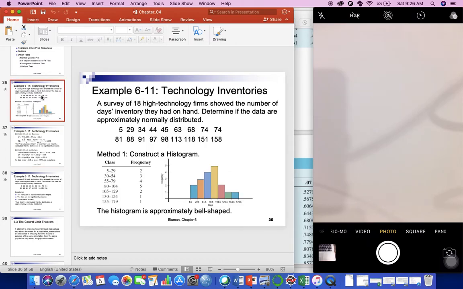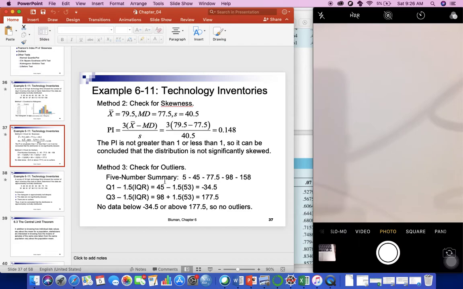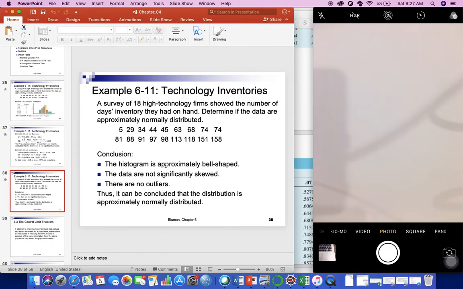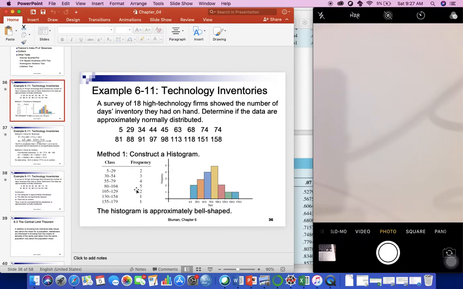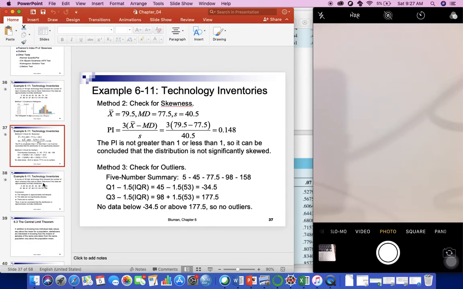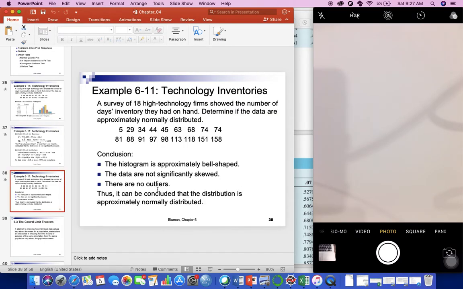From the 3 different methods, construct a histogram, check for skewness, and check for outliers, you can conclude for this example that the histogram is approximately bell-shaped, coming from method 1. The data are not significantly skewed, coming from method 2. And there are no outliers, coming from method 3. So that's all for this one.